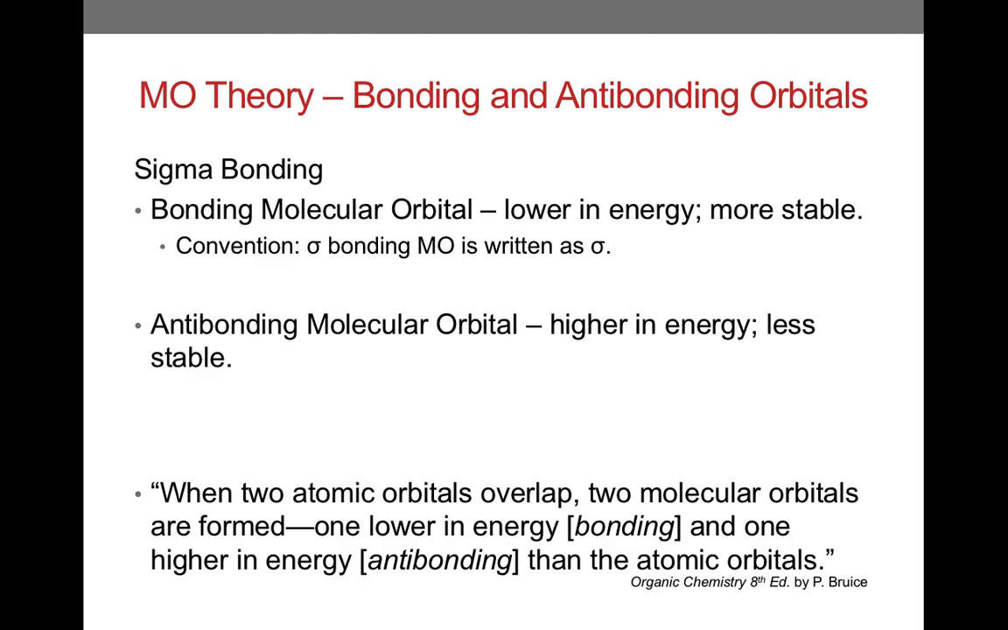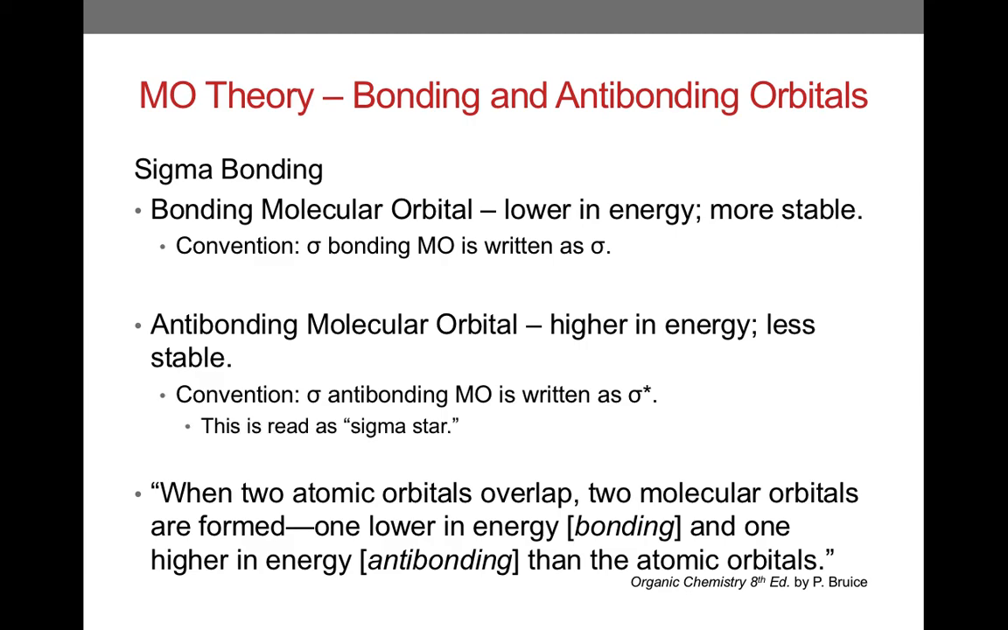Antibonding molecular orbitals are higher in energy, which means they are less stable. More energy means less stable. Antibonding molecular orbitals are formed through destructive interference. The convention for the sigma antibonding orbital is written as sigma star. When two atomic orbitals overlap, two molecular orbitals are formed, one lower in energy, bonding, and one higher in energy, antibonding, than the atomic orbitals.